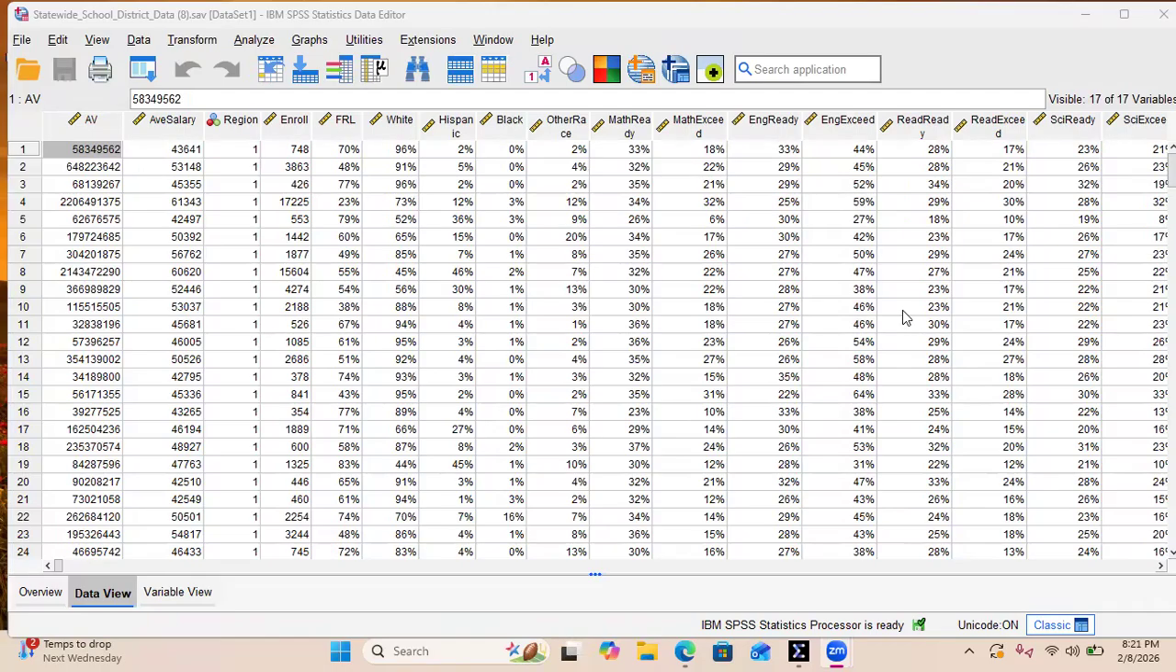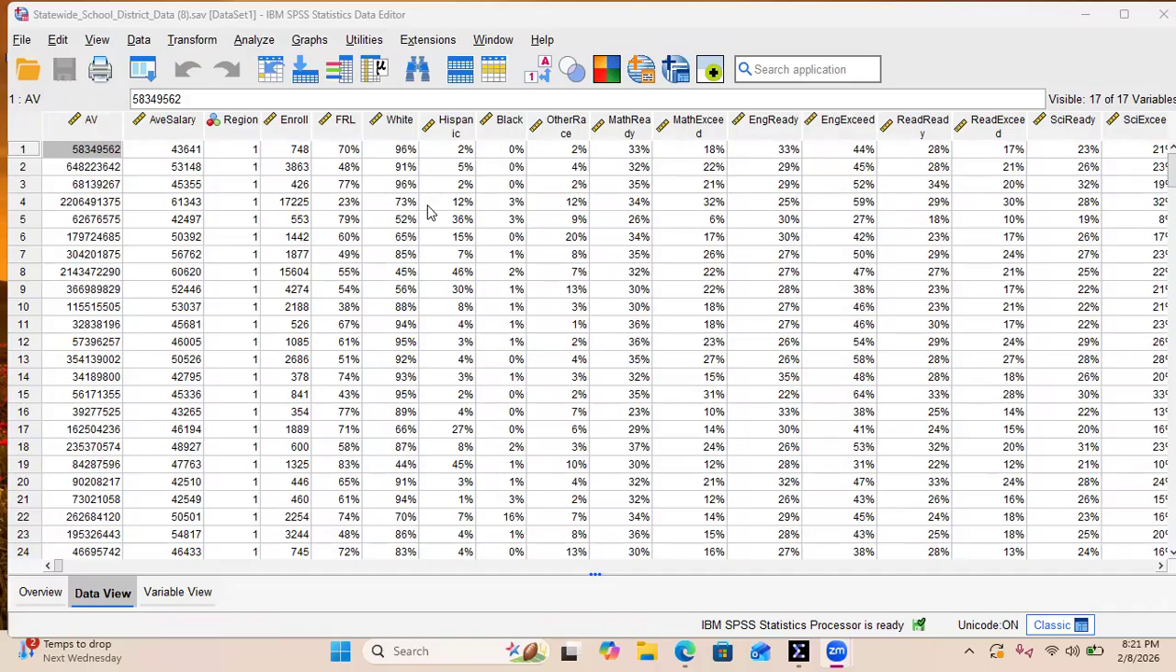Today, we are going to perform a correlation test using the Pearson R correlation to determine if two variables are indeed correlated and have a relationship with each other or not within a big set of data. So those two variables that we are looking at today are free and reduced lunch percentage and the percentage of students scoring at exceeding level in math.